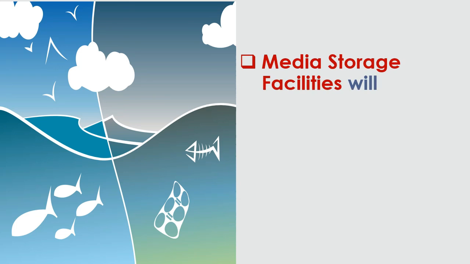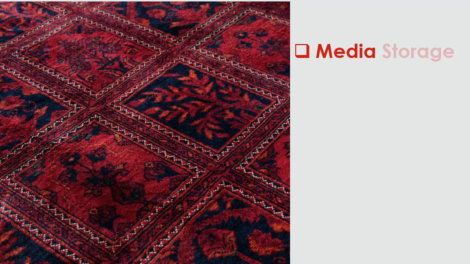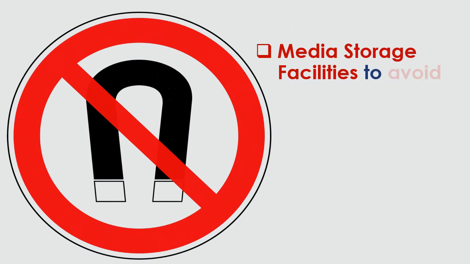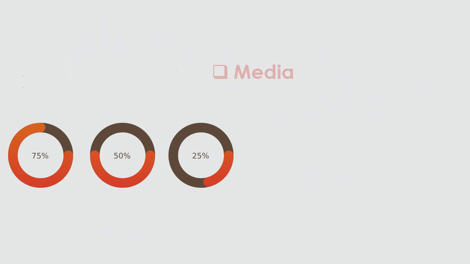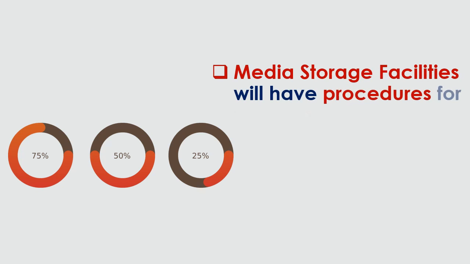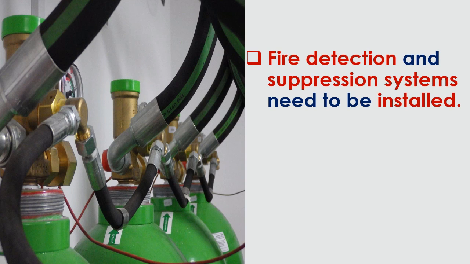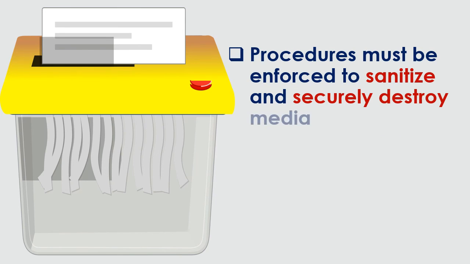Media storage facilities will have air filtration and positive air pressure, and carpeting to minimize static electricity. They should avoid magnetic fields from electrical equipment, and have procedures for tracking media. Fire detection and suppression systems need to be installed. Procedures must be enforced to sanitize and securely destroy media before disposal.